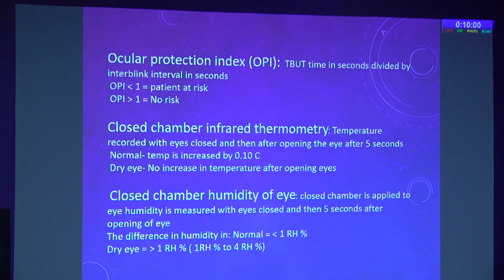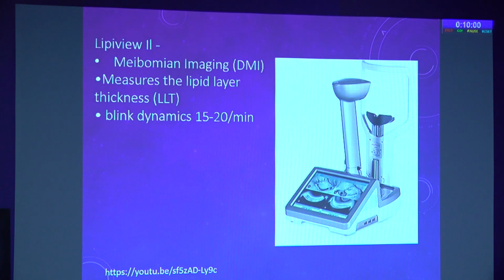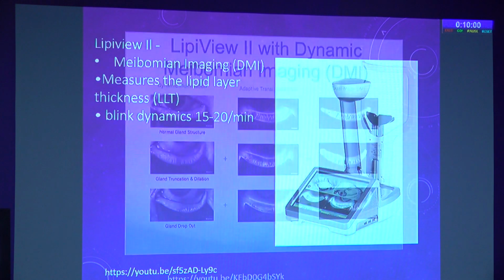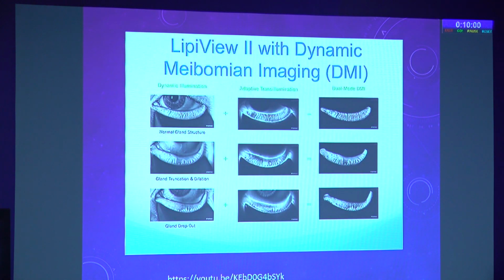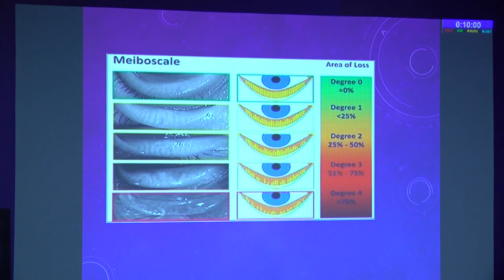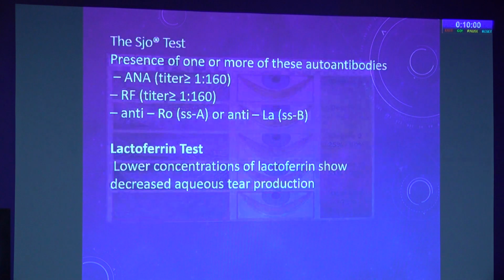The other tests are meibomian gland imaging, which measures the lipid layer thickness and the blink dynamics. So we can assess the meibomian gland according to the structure, normal gland structure or gland dropouts. We can use that to assess a meiboscale according to the distribution of the glands, degree 0 to degree 4, according to the degree of meibomian gland loss.